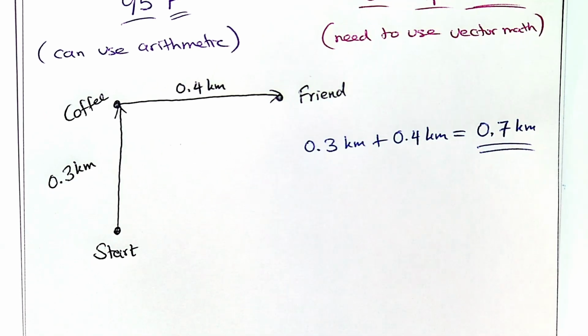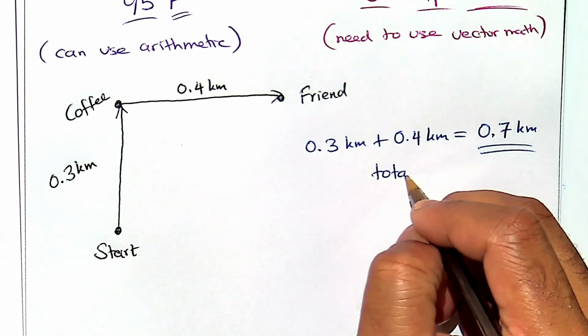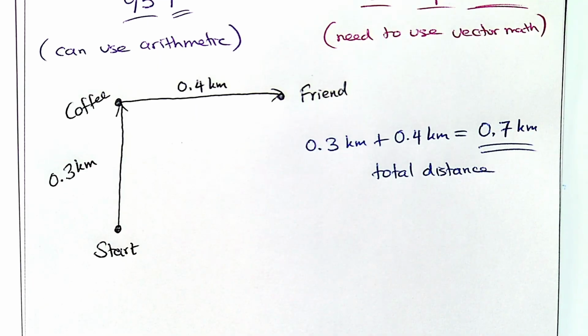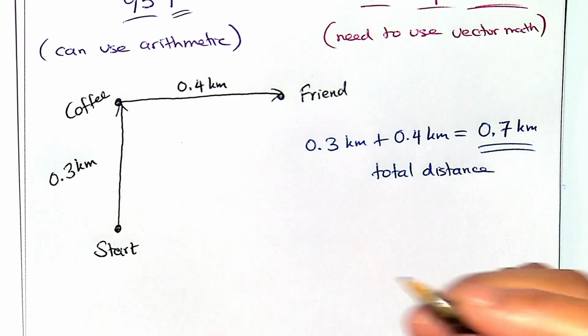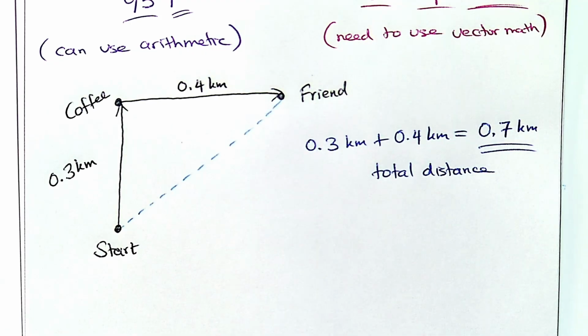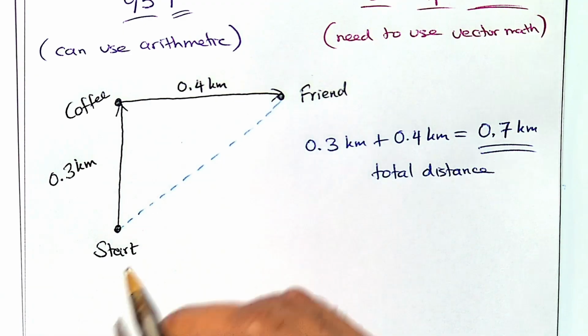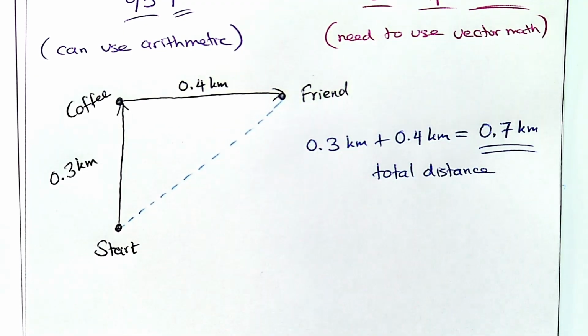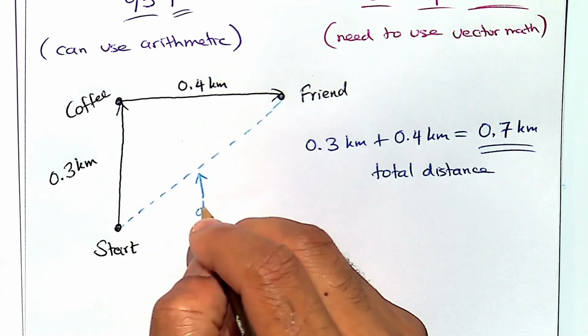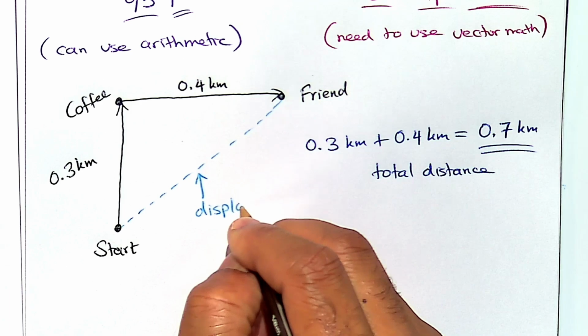And in some ways this is correct in that it is the total distance that you have traveled. You've traveled 0.7 kilometers. However, it's not really how far you are from your house. If you were to take the shortest path from where your friend is to your house, then you're not necessarily going to travel 0.7 kilometers. You might take instead this path. And by looking at this triangle, you can say that the length of this is not 0.7. And this is what we said earlier was displacement.